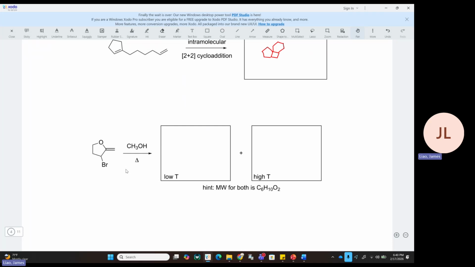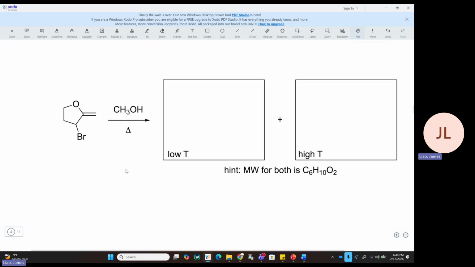The next reaction is an ether with a bromine and CH3OH and heat. We want to note that there's also a label that says low temperature and high temperature. This is the one involving temperature-dependent products. This is the stuff you guys heard about, things like kinetic product and thermodynamic product. This is where it matters.